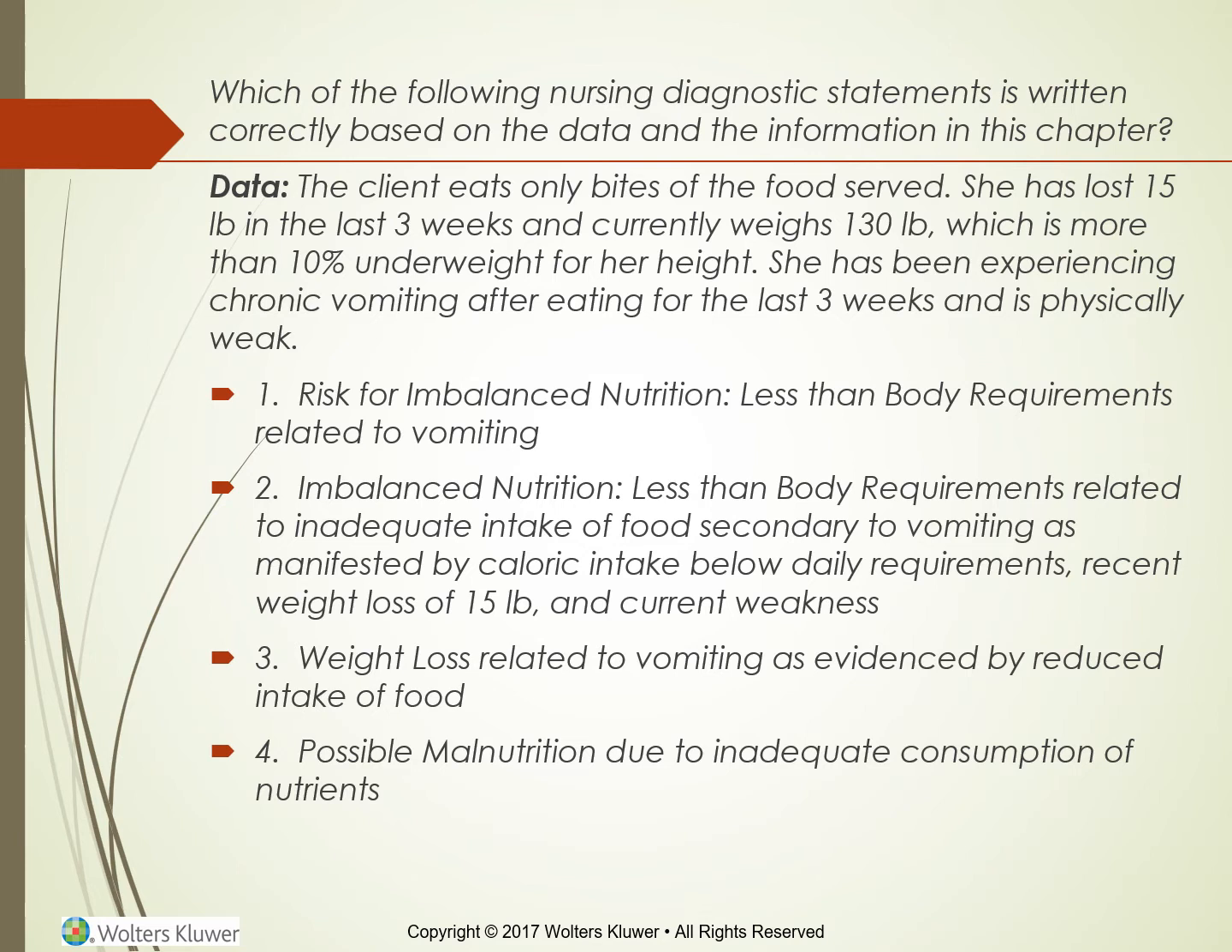As you can see from this slide, you should have chosen number 2, imbalanced nutrition, less than body requirements related to, you see that there, and as manifested by or evidenced by, you have caloric intake below daily requirements, and then the recent weight loss and current weakness. That has all the parts that you need. You have a diagnosis, you have related to and evidenced by included.